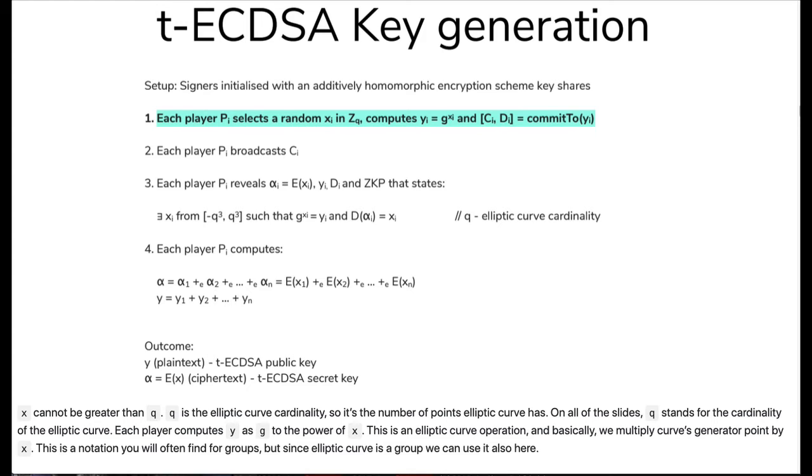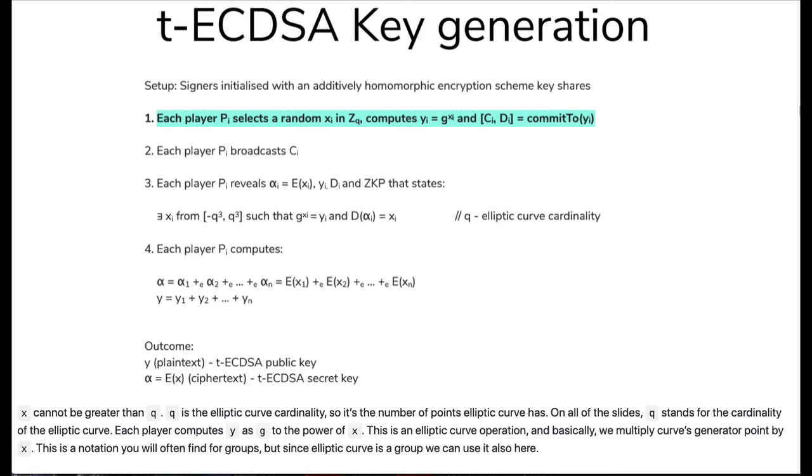Also, we have some little details that x cannot be greater than q, and q is the curve's cardinality when we're picking this. And that guarantees that since it is within the cardinality of the curve, that it is actually a point in the discrete sense of the curves instead of a continuous value.